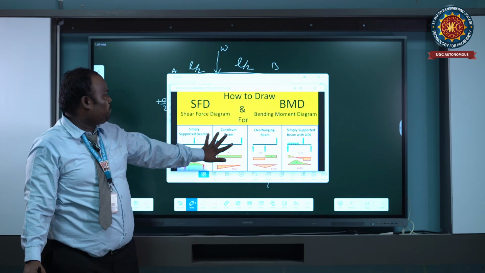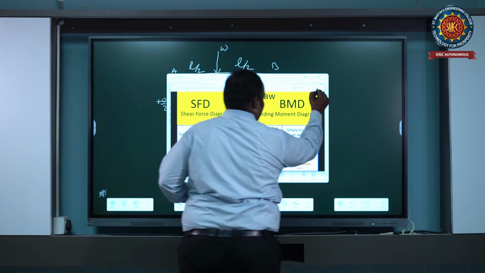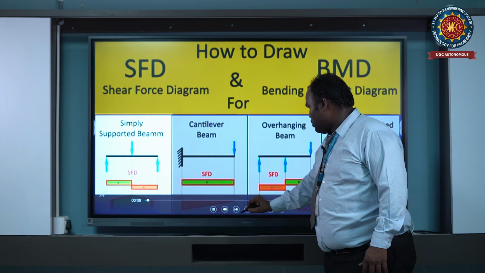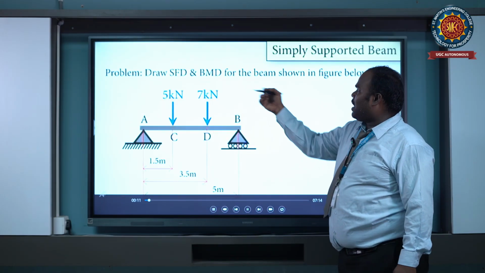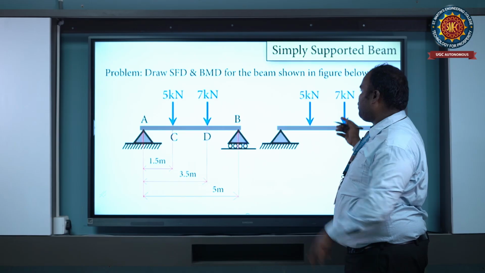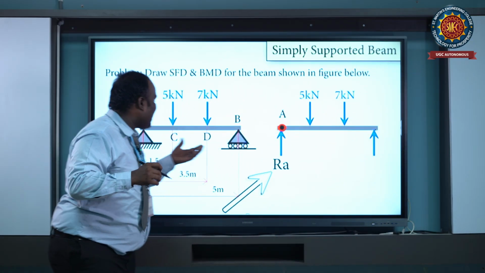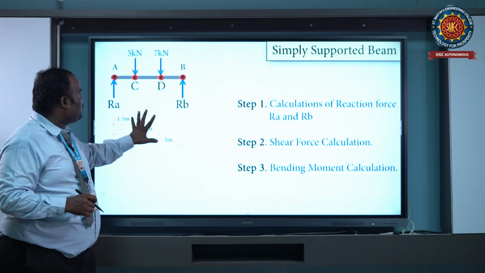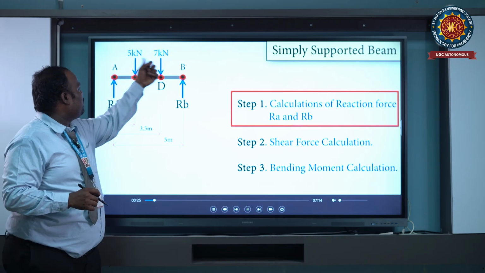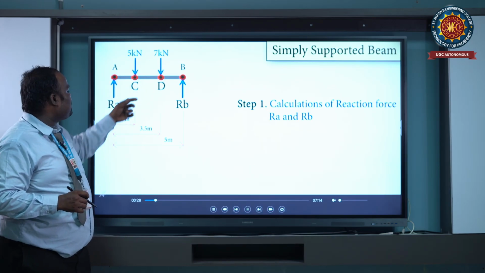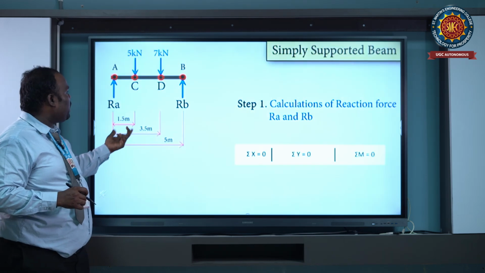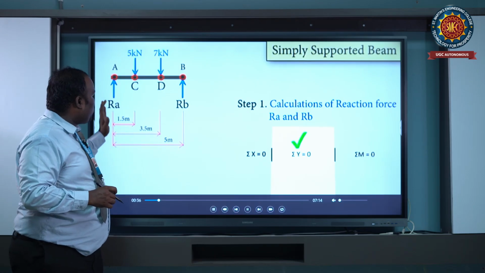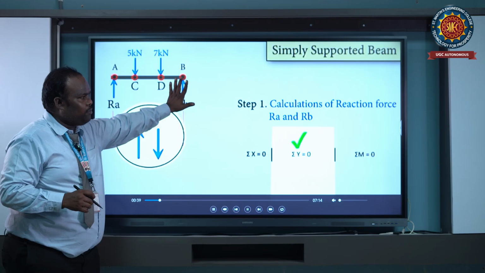So one small exercise problem on a simply supported beam acting with concentrated loads. Draw the SFD and bending moment diagram of the beam shown in the figure below. It is a simply supported beam of overall length 5 meters, and we have 2 point loads, 5 kilonewton and 7 kilonewton. 5 kilonewton is placed 1.5 meter from support A, and 7 kilonewton is placed 3.5 meter from support A. Total A to B length is 5 meters.